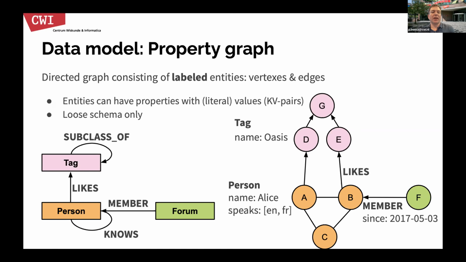And these vertices and edges, these entities, can also have properties defined on them. So these are key value pairs, such as speaks English and name is Alice. These systems typically do not require you to define a schema up front. So it is a schema-last or a loose schema. Nevertheless, I drew also a schema of this particular property graph for your reference.